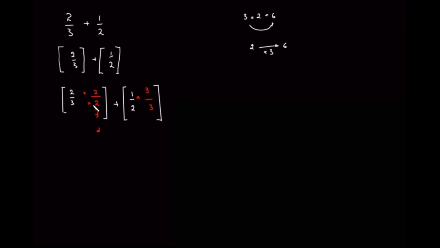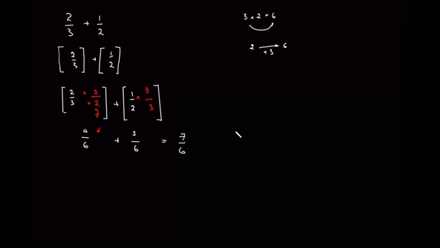That's all I'm doing, making it look different. Now look, 3 times 2 is 6. 2 times 2 is 4. That's the plus. 2 times 3 is 6. 1 times 3 is 3. The bottom numbers are now the same. The size indicators are the same. So we can directly add the counts. 4 plus 3 is 7. So we have 7 over 6.